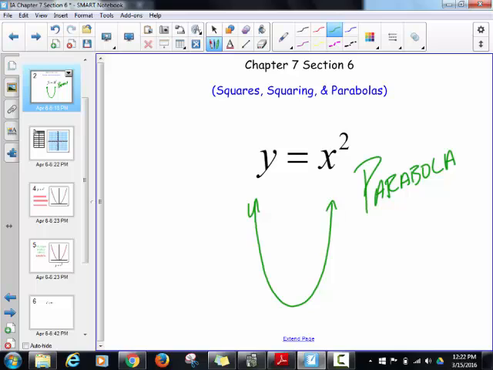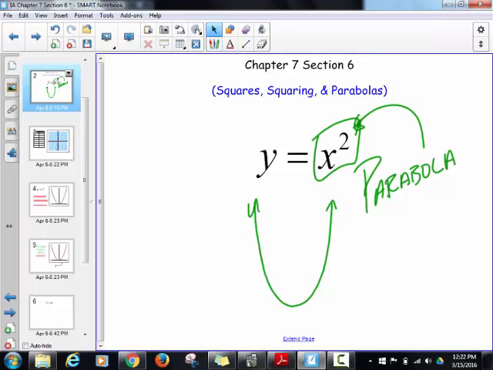Okay, so the parabola is for the graphs when our x is squared. There could be other things with it, but if it has an x squared and no higher degree, we're going to have a graph of a parabola, and it looks just like this. It could be going downwards, and we'll get into more of that next chapter.